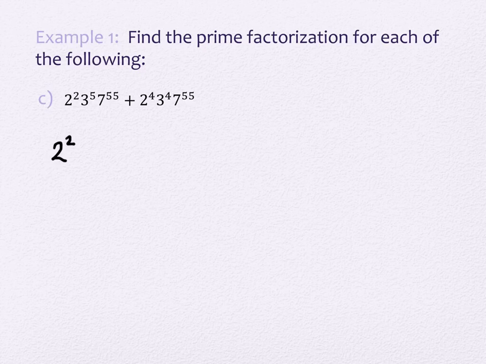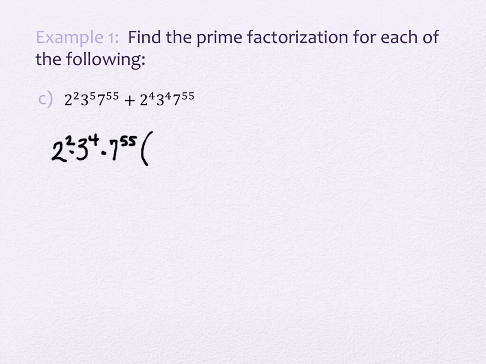How about the 3's? How many 3's are in common with each of the terms? 4. One of them has 4, one of them has 5, so they have 4 in common. How many 7's do they have in common? Yeah, all of them actually, right? 55 of them. Okay, so far so good? Cool.